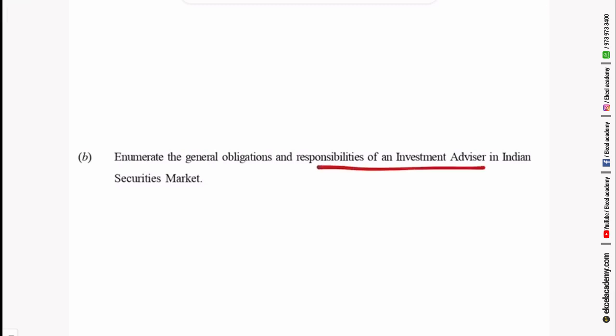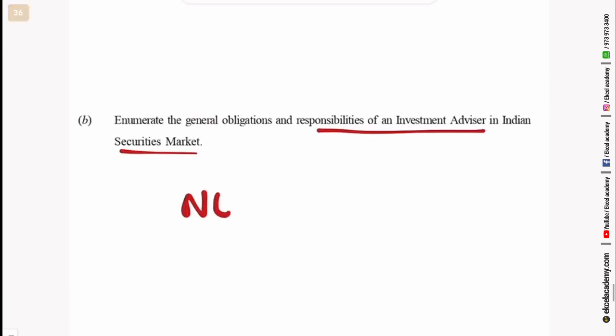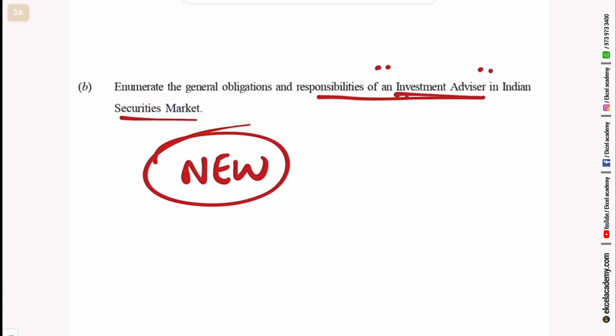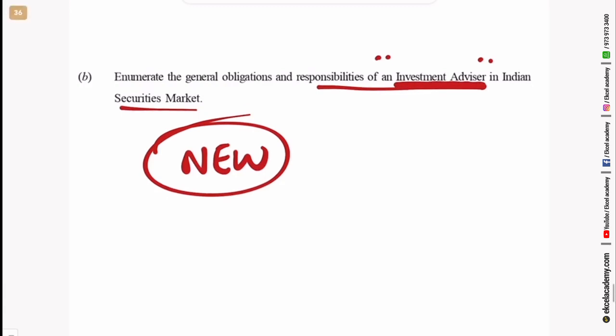Obligations of investment advisor in Indian securities market. So this is a new concept. Any new concept, you can expect you will get one question in the exam. This was a new concept when this exam happened, and I had told students this question will definitely come. And I was lucky that this question actually came. So you can also just observe any new concepts, you will get one question.